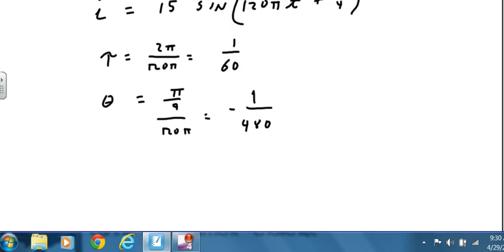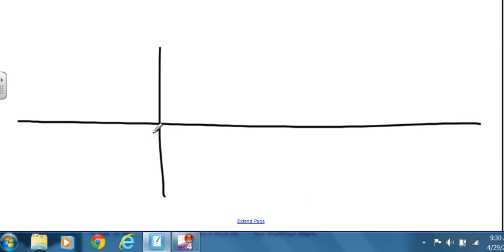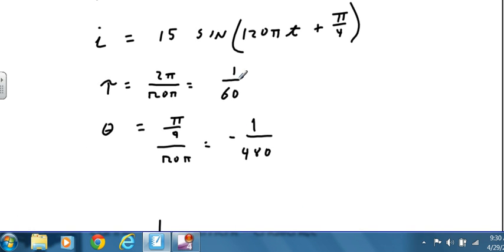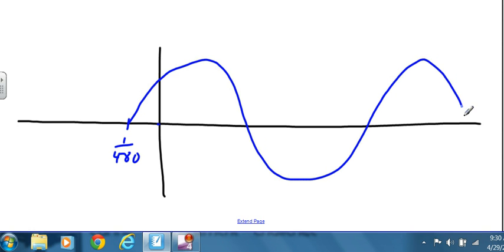All right, so now we're going to plot a sine function with amplitude 15. Oh, we can't do that. We need the phase shift. Okay, so if it's 1 over 60, how do I get to 480? That's 8 times as big. Okay, so we'll mark it there, 1 over 480. And then it's a sine function, so it's going to go up to 15, it's going to go down to minus 15.